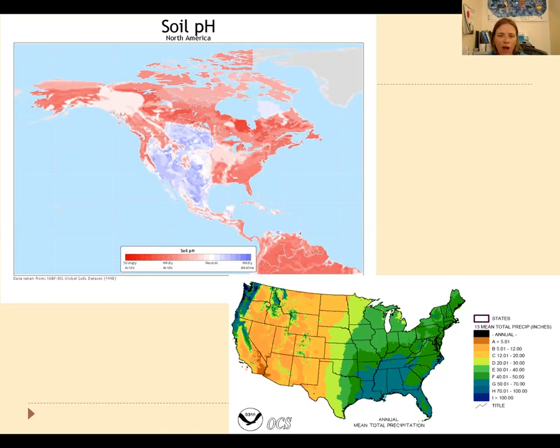And then we can see the Rocky Mountains coming down in both maps, where it's a little bit rainier higher up in the mountains, and therefore a little bit more acidic soil conditions up in the mountains compared to the high desert area and desert and plains areas around that. So those are the kinds of patterns that we would expect to see for soil pH.